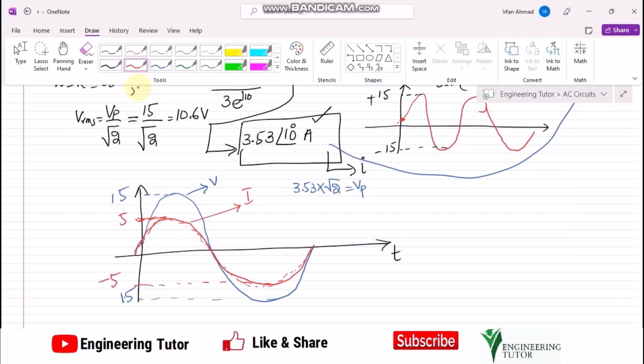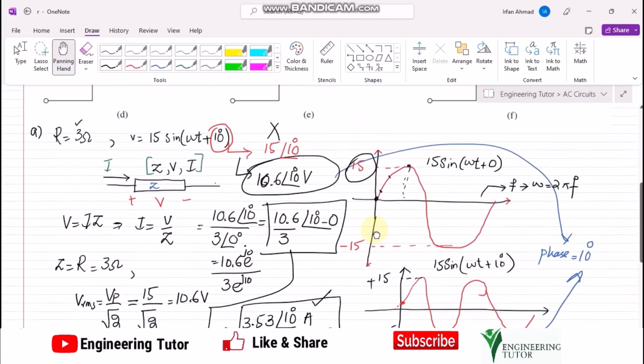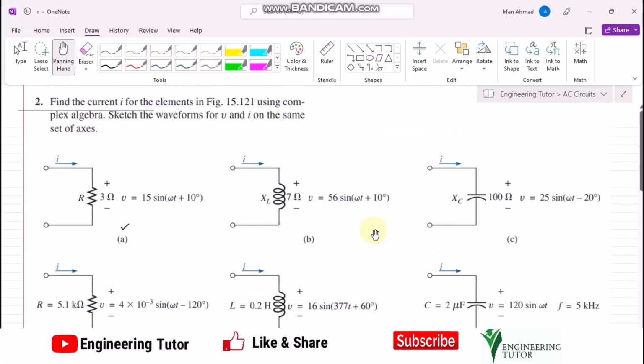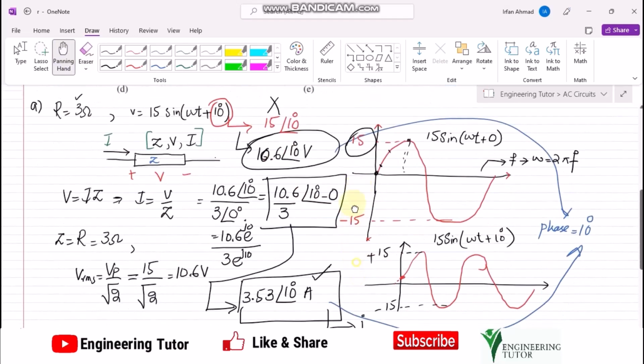So this is the current and voltage waveform, and this is all the other things which we have to find out in part A of this question. I hope it is clear now.